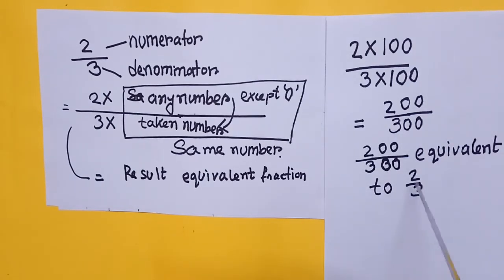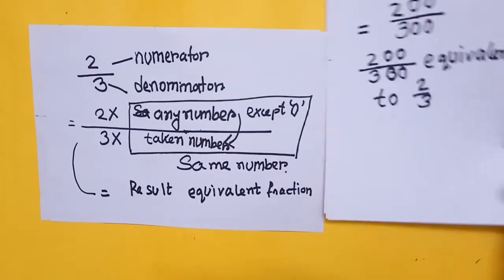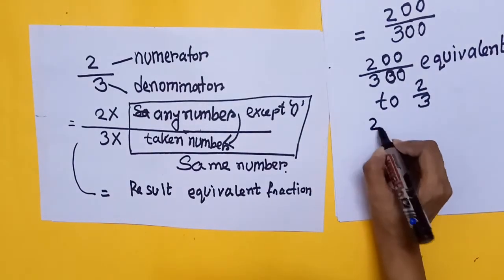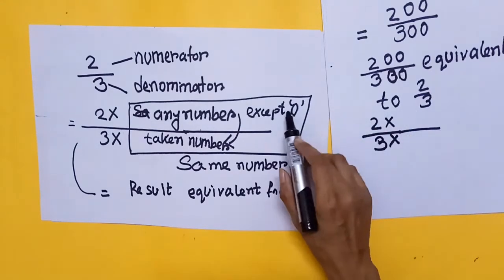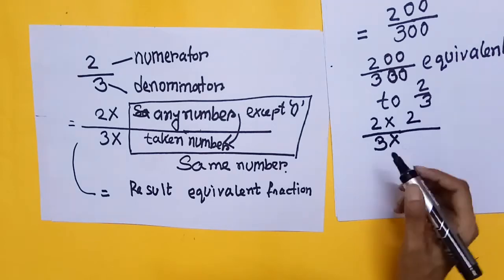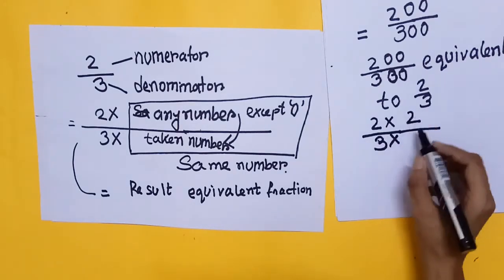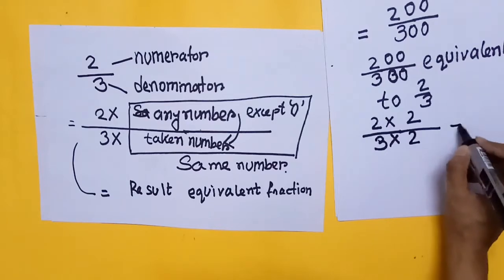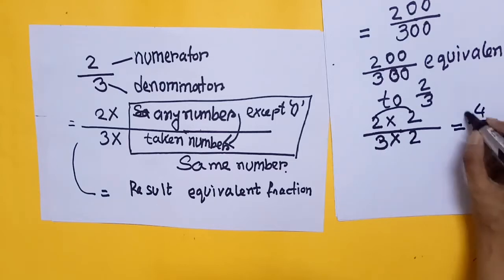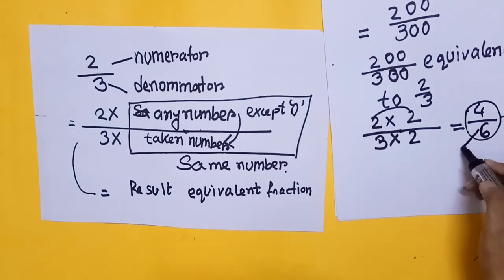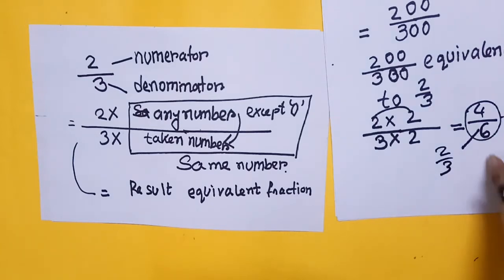Like this, we have to find a total of 6 equivalent fractions for the book's math. I am repeating this process again. 2 by 3, any number except 0, taking 2. Since I have taken 2 here, I have to take 2 here also. 2 times 2 is 4 and 3 times 2 is 6. This one is also equivalent to 2 by 3.